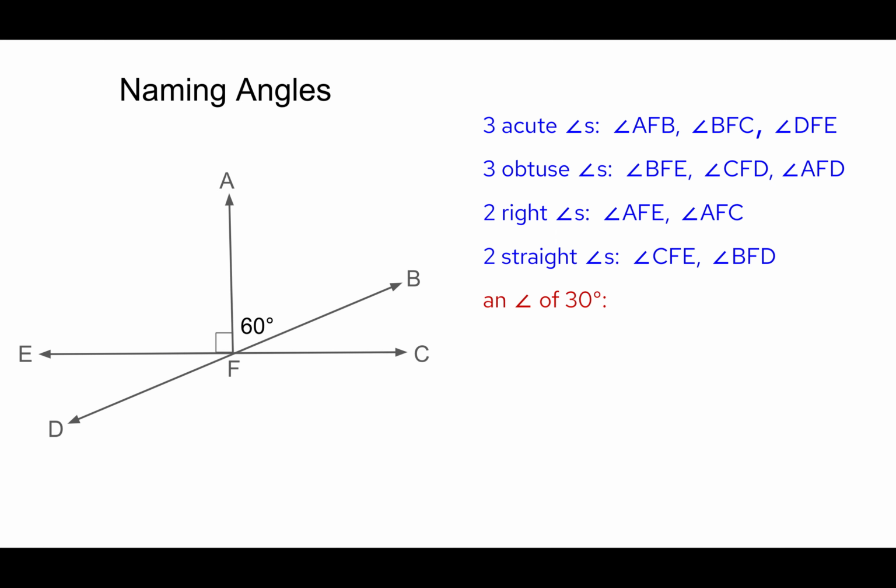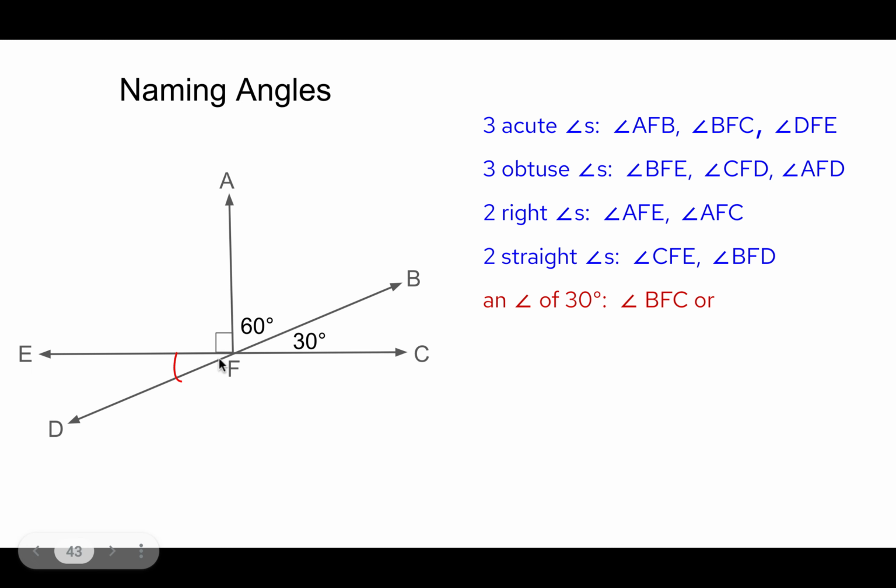This angle has to be exactly 30 degrees. So let's think about what we know. We know that this is a right angle, which is 90 degrees. So if angle AFB is 60 degrees, 90 minus 60 is 30 degrees. So we could say angle BFC, or I could say CFB.